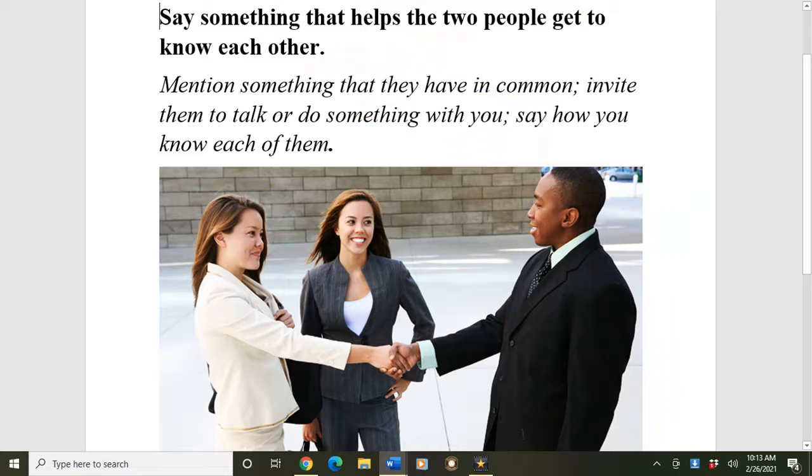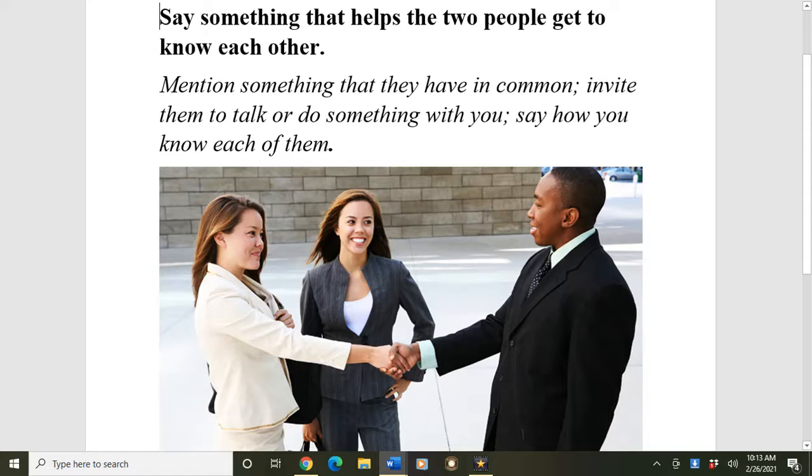And just like when we introduce ourselves, we want to make sure that it's not awkward and we can flow right into conversation. When we introduce people who haven't met before to each other, we want to say something that helps break the ice or helps the two people get to know each other a little better. Again, you might mention something that they have in common. You might invite them to talk or to do something with you, or say how you know each of them.